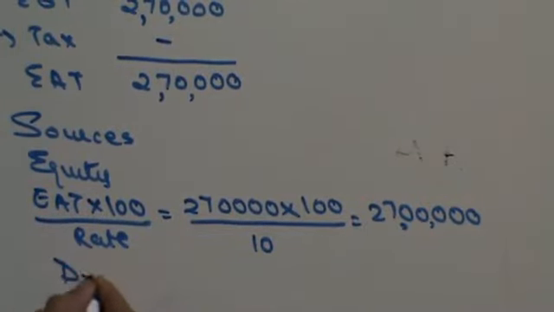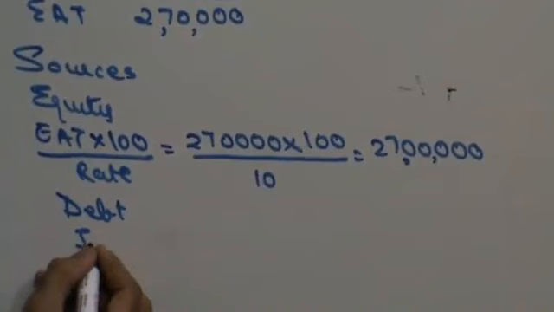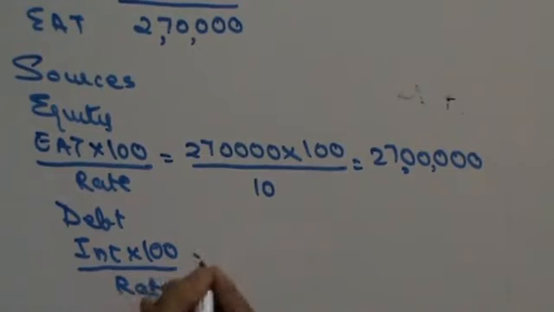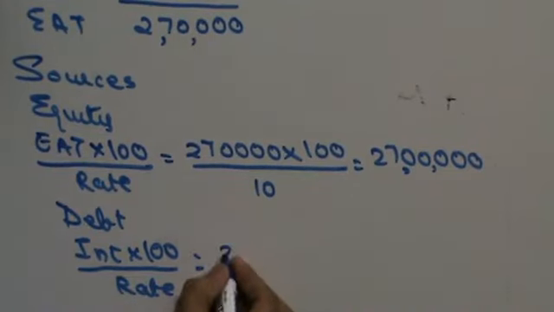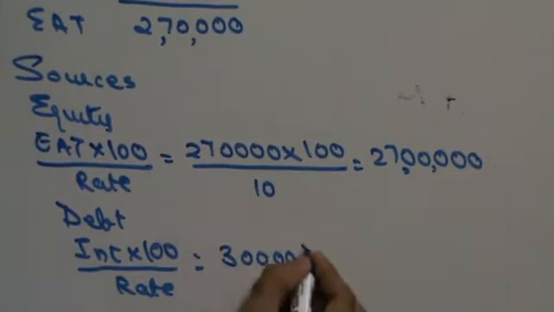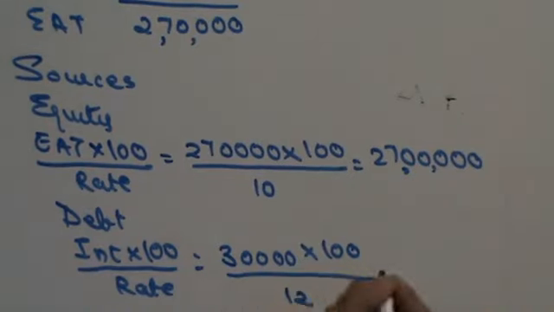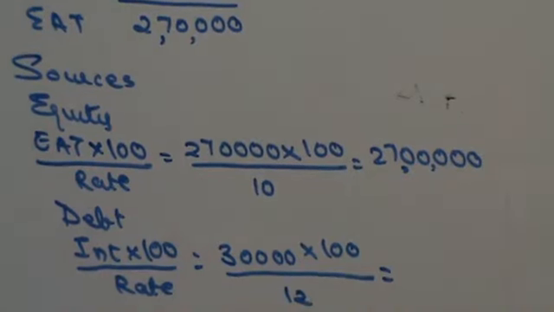Similarly, for debt, the formula will be interest into 100 divided by the debt rate. Interest is 30,000 into 100 divided by debt rate. The rate of interest is given to you right in the opening paragraph as 12%. Someone please help me calculate this.